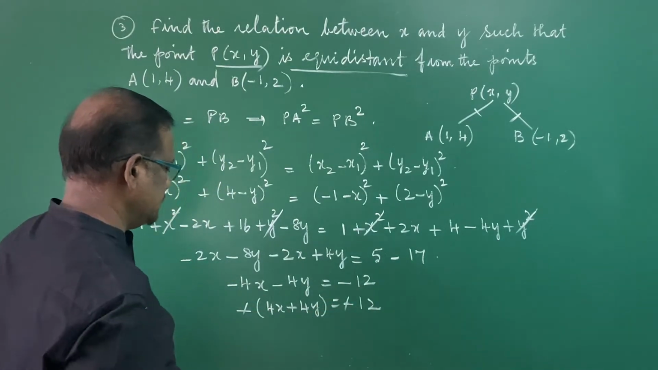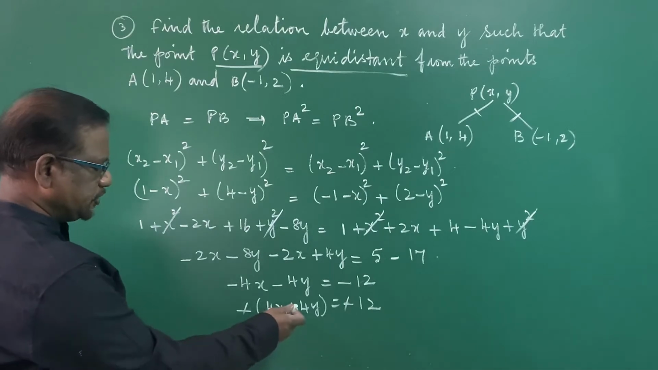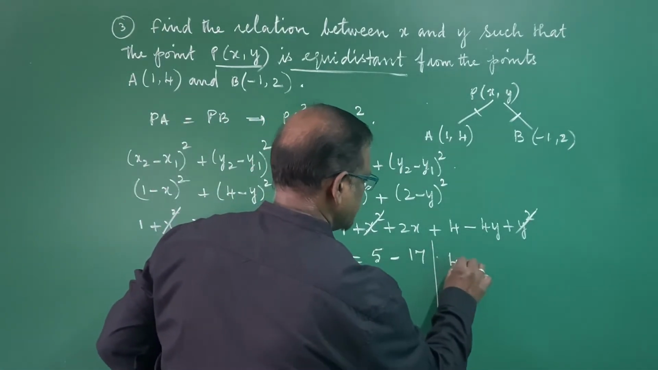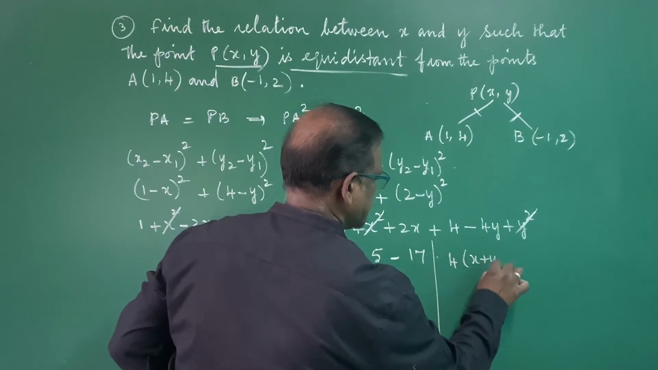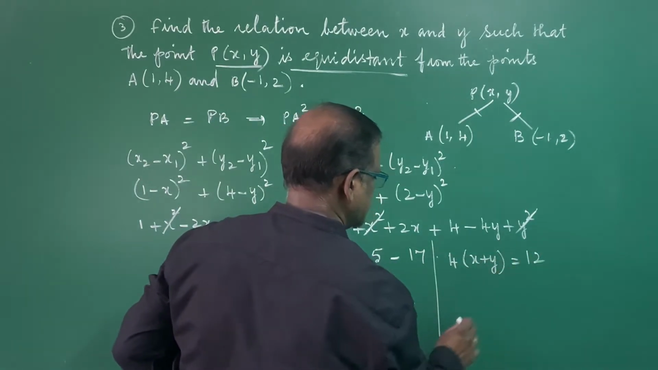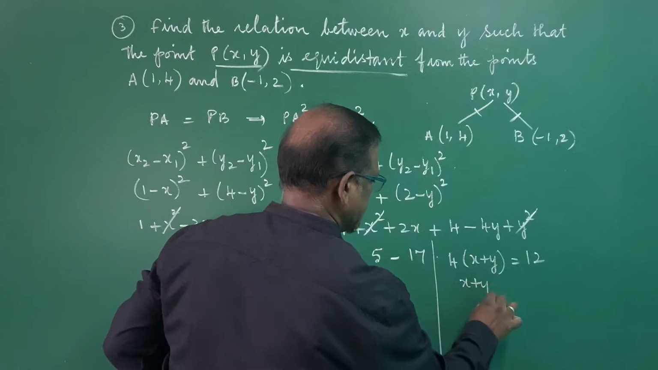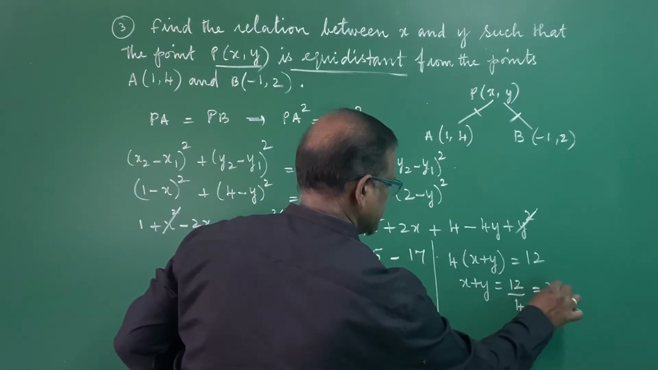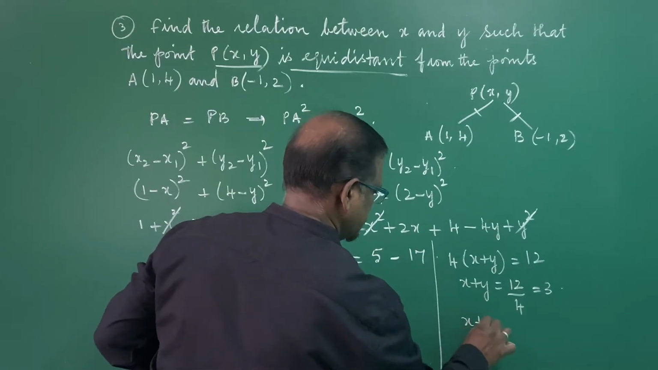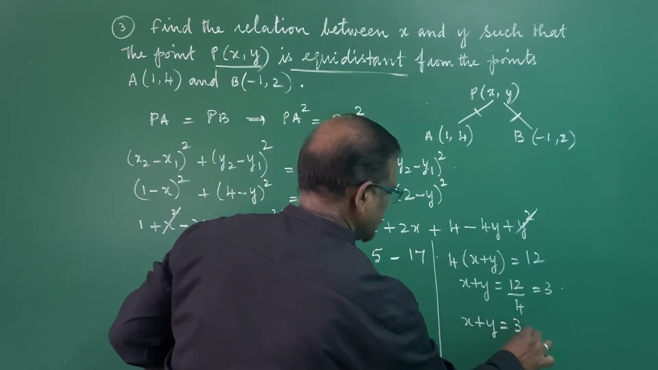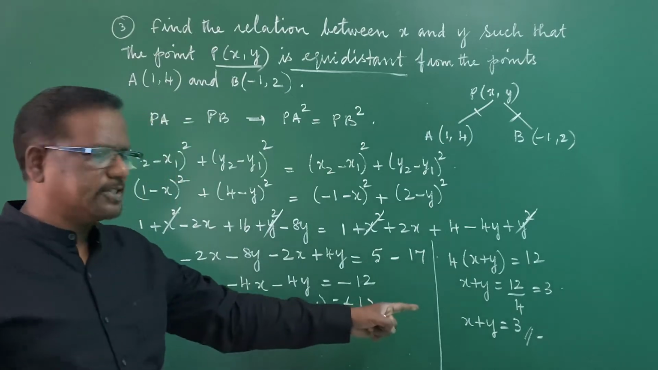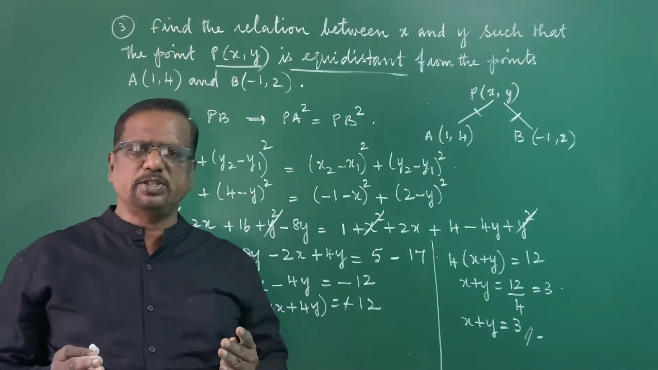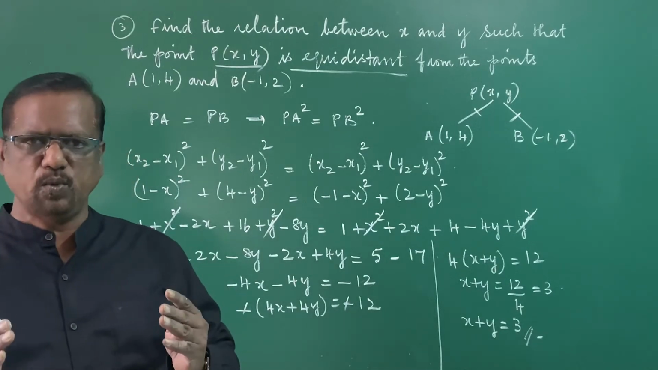Minus minus gets cancelled. We can take the 4 common out. We can write 4 into (x plus y) is equal to 12, or x plus y is equal to 12 by 4, that is equal to 3. Therefore, x plus y is equal to 3 is the relation between x and y.